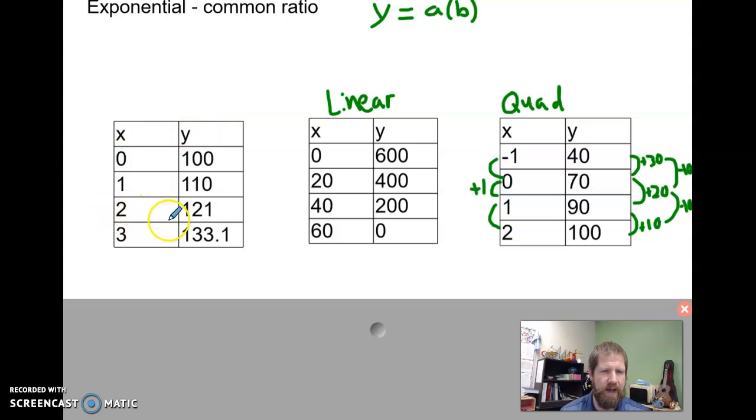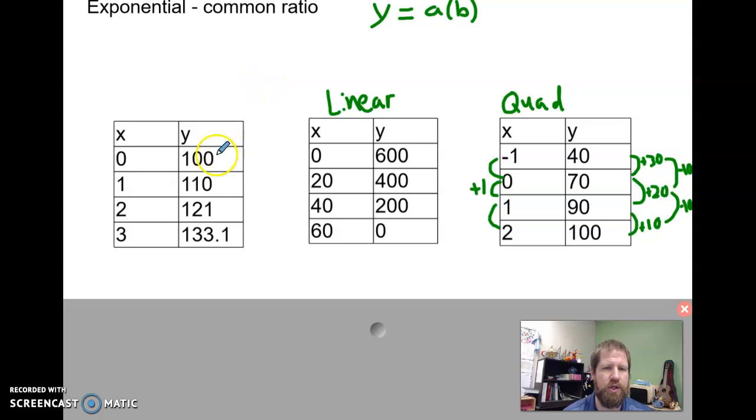And then my last one, I can look at this and say, okay, I'm going up by 10, I'm going up by 11, I'm going up by 12.1. So it's obviously not linear. If I look at my second difference, this is increasing by 1, this is increasing by 1.1, so that's not going to work. So both of those, it's not linear, it's not quadratic.